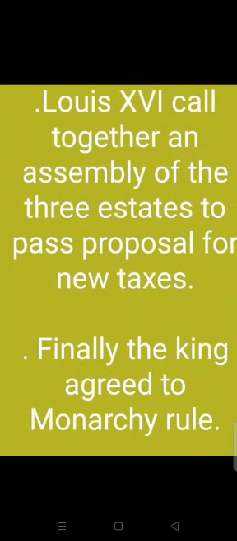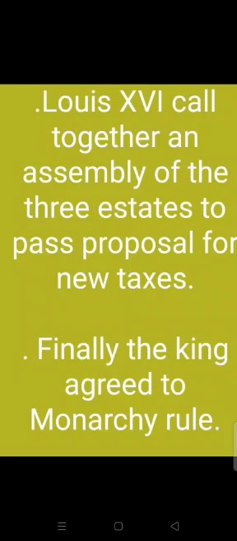The outbreak of the revolution. Louis XVI planned to impose further taxes to be able to meet the expenses of the state. For this, on 5th May 1789, Louis XVI called together an assembly of the Estates General to pass proposals for new taxes. Each estate had one vote, and the third estate demanded one vote for all members of the assembly.